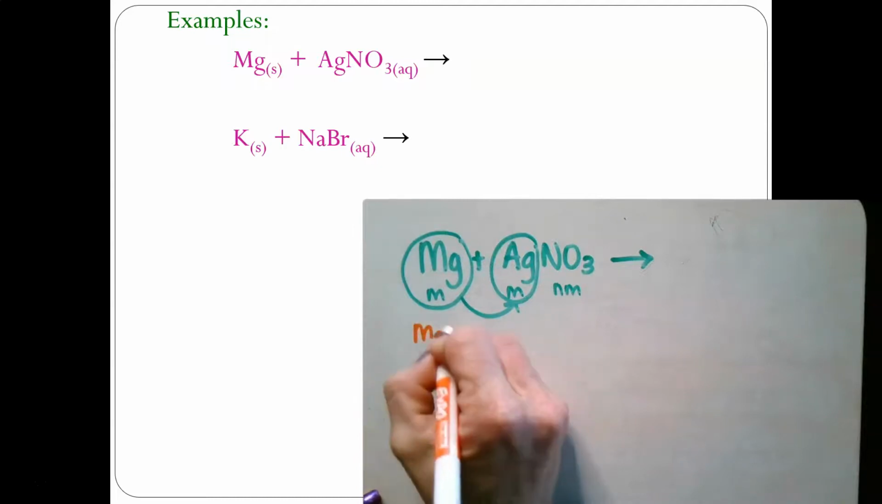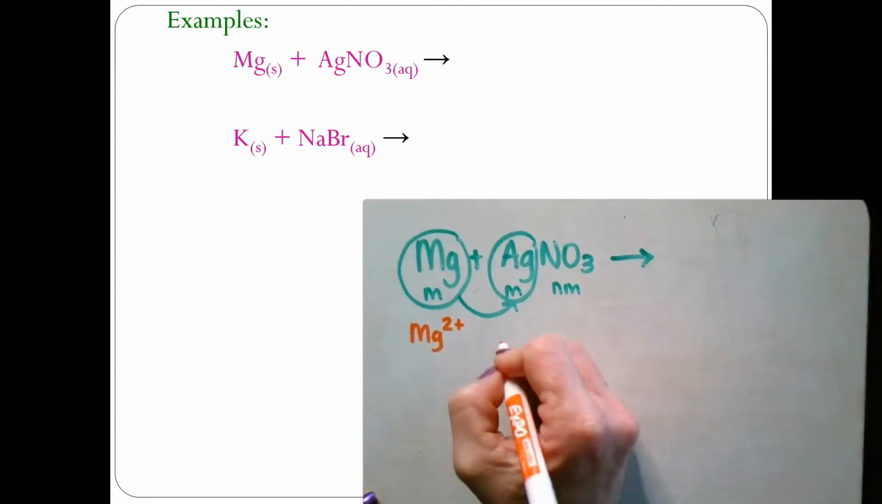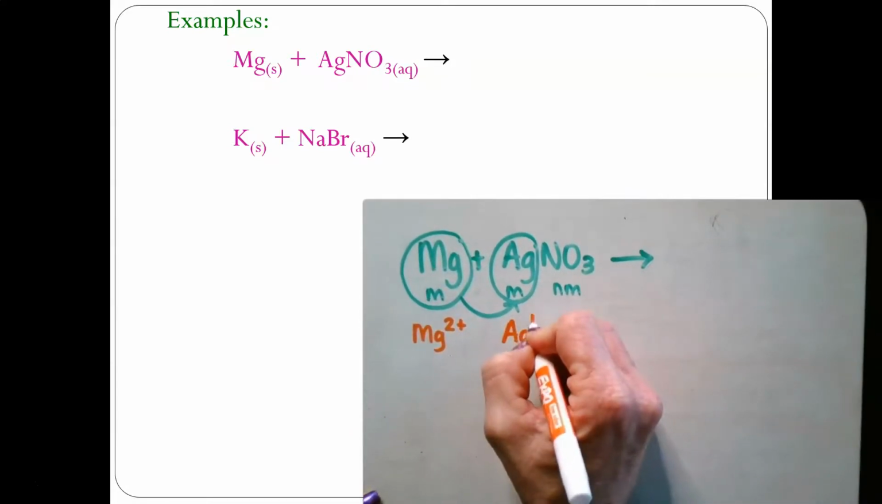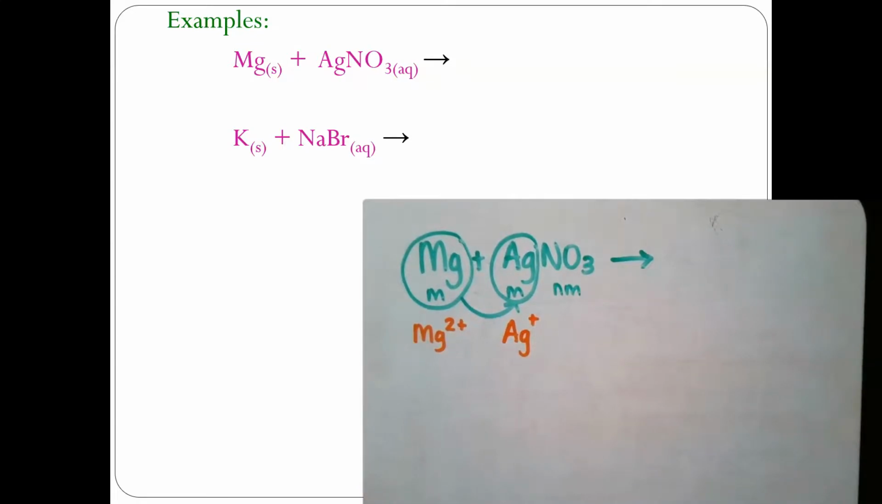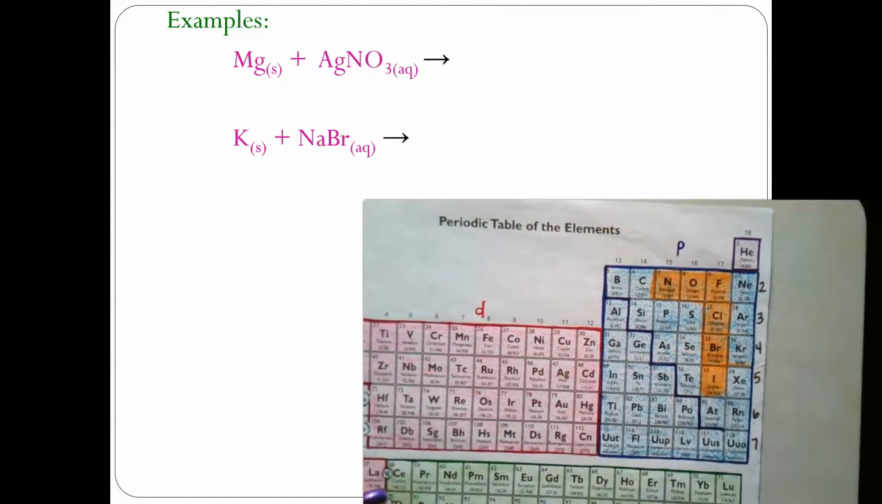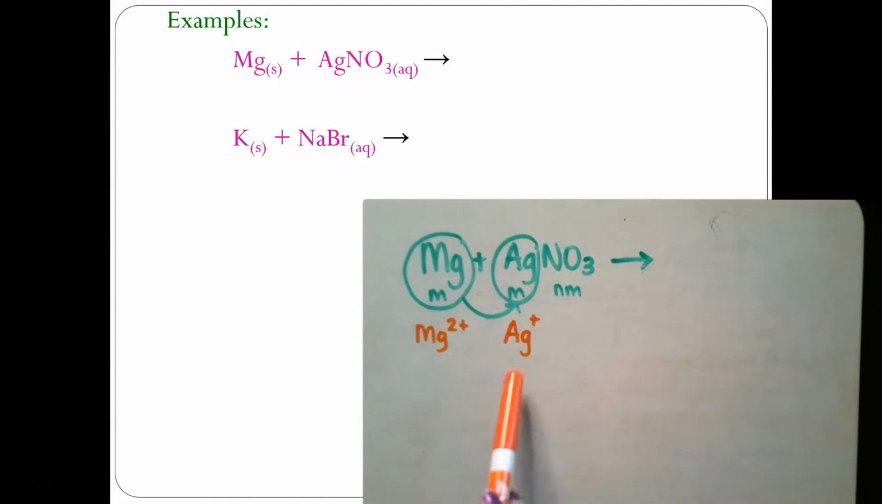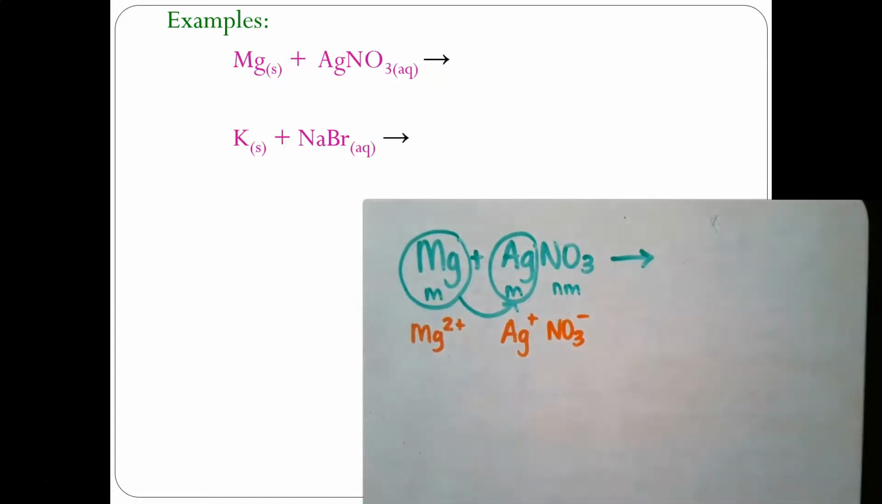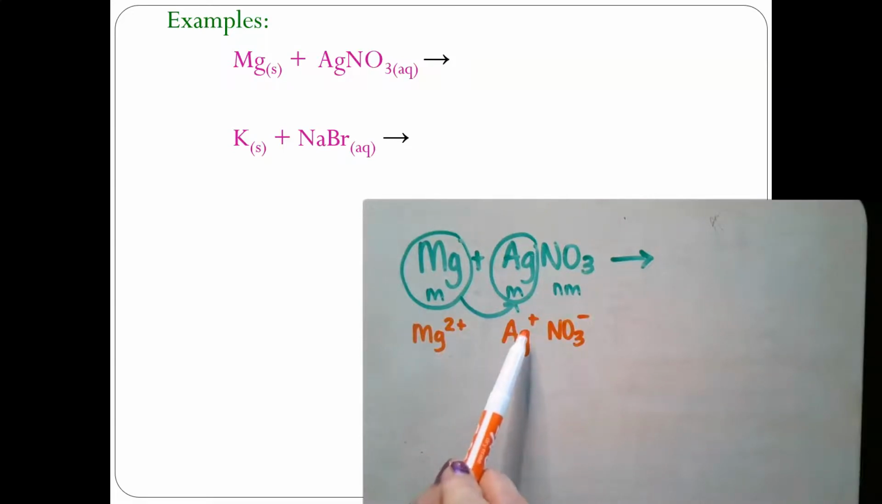Mg is 2 plus. I can tell that because it's in group 2. Ag is plus, and I know that because it was memorized. And remember that silver, cadmium, zinc, and aluminum are ones I'm supposed to have memorized. So silver is plus, and NO3 is a minus charge. If you didn't know that NO3 was a minus charge and you didn't have your polyatomic ion list to look them up, you could know that because it has to have an equal but opposite charge to silver in order to be in that combination.